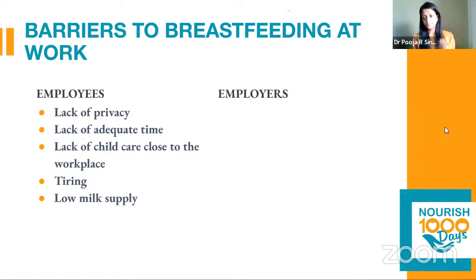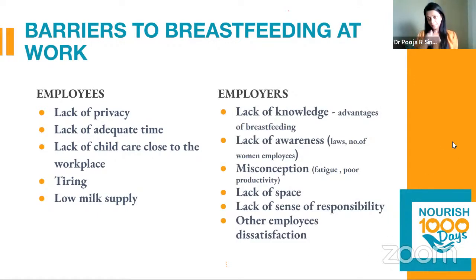The tiredness and low milk supply do not occur, and we will also see how employers can create the right environment for the mother. From an employer's perspective, we must also understand that they may have some inhibitions or a lack of knowledge. Firstly, the employer may not understand the advantage of breastfeeding. They may not be aware of the laws for the mother. They may not be aware of how many women employees are there in the organization and how many of them are mothers. Having that awareness is important so that you are able to give the right support.